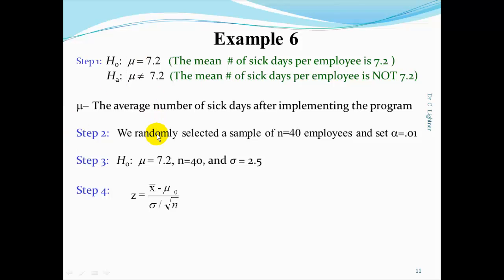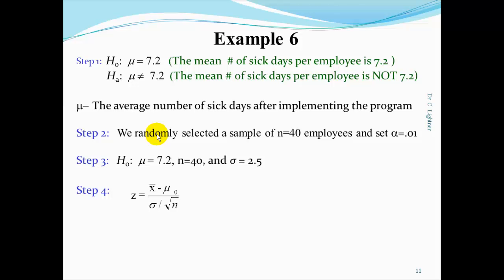In step 2, we're supposed to go out and randomly select a sample in order to test our hypotheses. For this problem, we selected a sample of n equals 40. So in this step, we should state our sample size, which is n equals 40, and clearly state your level of significance, alpha, which is equal to 0.01.